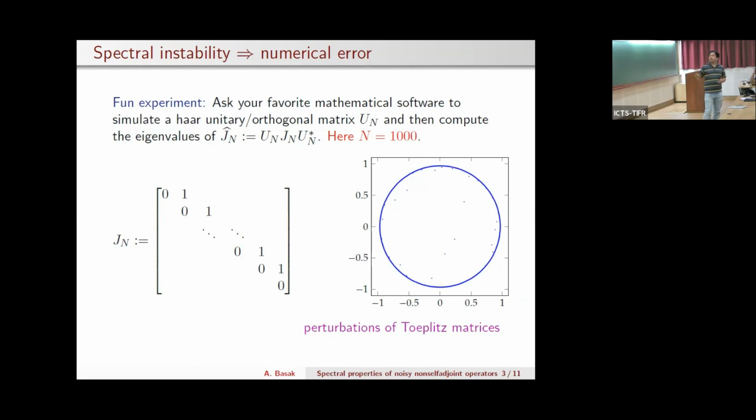But let's say you do this. You define your Jn in your computer. You ask your software to draw a uniformly random unitary matrix. You multiply by its complex conjugate transpose. Then you ask your computer to compute the spectrum of this guy. Then what you see is this numerical computation artifact. Yes. And the reason behind that is that the spectrum of these guys is really unstable.